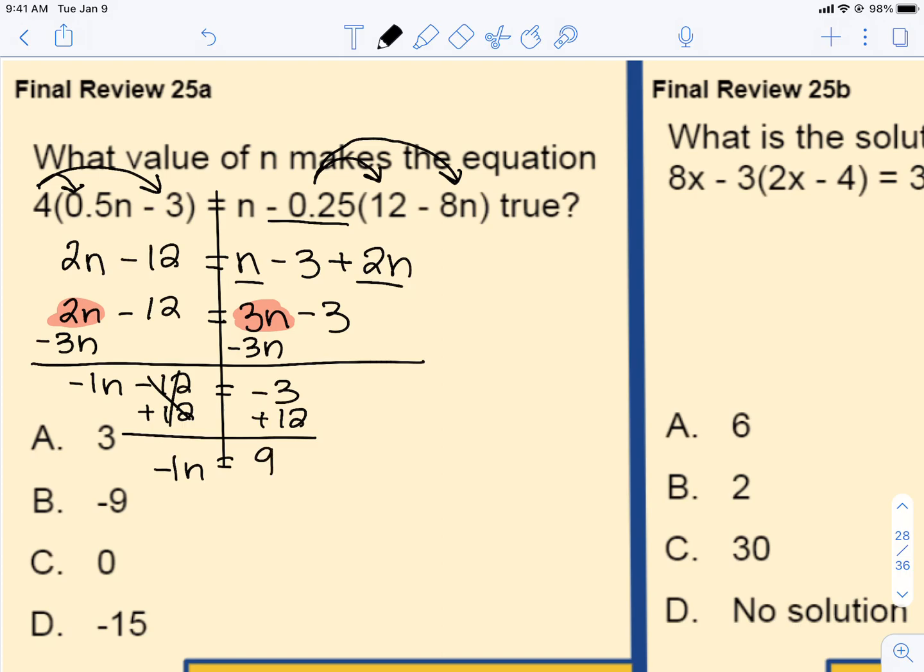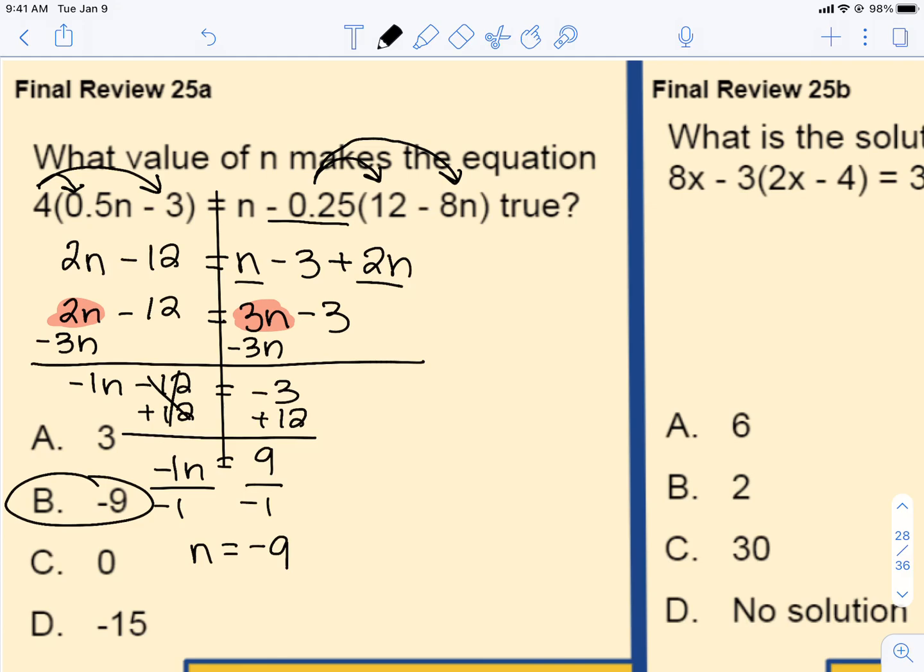Okay, now you can't stop there because n's not by itself. We have a negative n, or a negative 1n, so I need to get n completely by itself by dividing by negative 1. When I do that, I get n is equal to 9 divided by negative 1, which is negative 9. Okay, which is answer choice B.